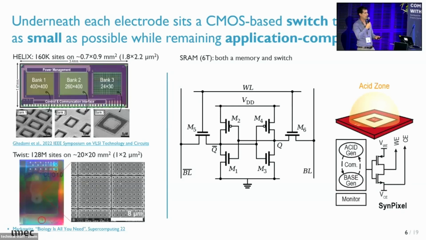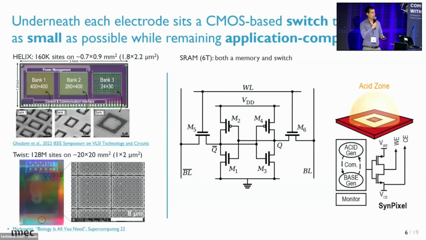which has quite a big number of electrodes, 128 million. Pixel size is somewhat smaller than in Helix, so 1 by 2 square micrometer. So that's quite a high density already.